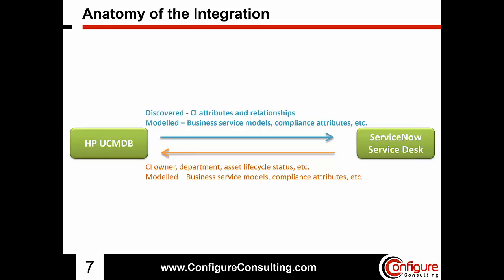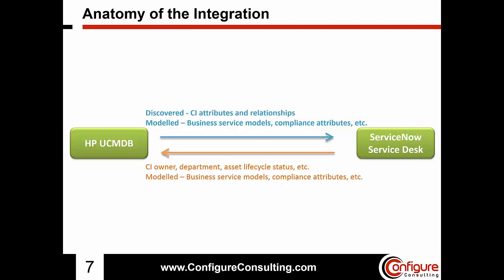What you're looking at here is a very high-level picture of the UCMDB to ServiceNow integration. UCMDB being on the left, ServiceNow Service Desk being on the right. We clearly see that this integration is bidirectional, allowing for data to be pushed from the UCMDB into the Service Desk and pulled from the Service Desk into UCMDB. The first, the push, is the vehicle that we'd use to populate the Service Desk with CIs, relationships, and business service models, just to name a few.